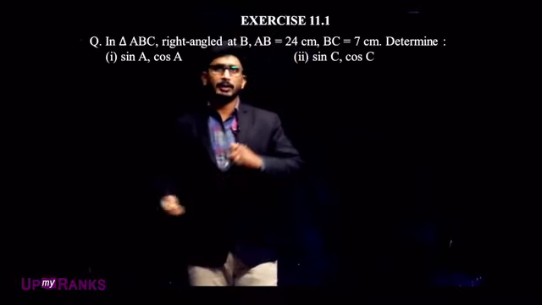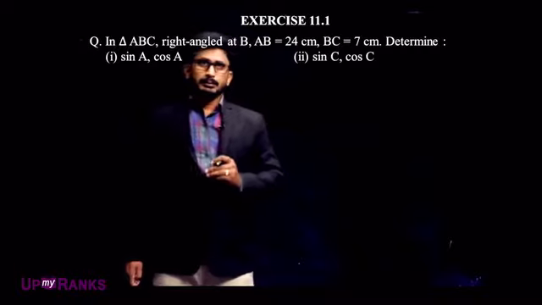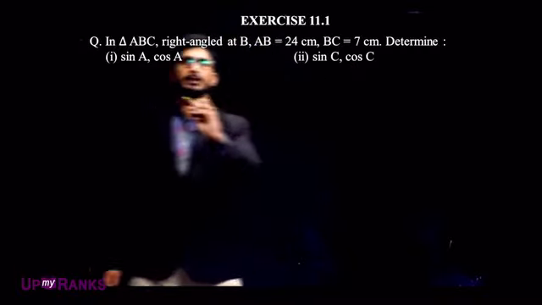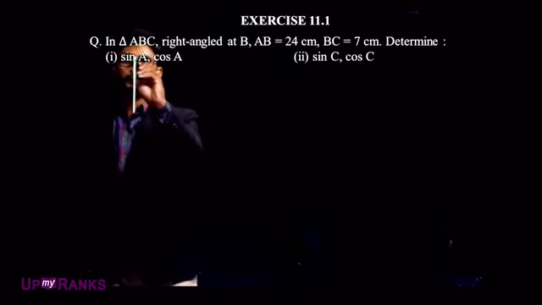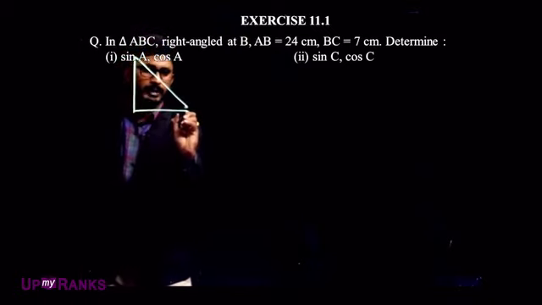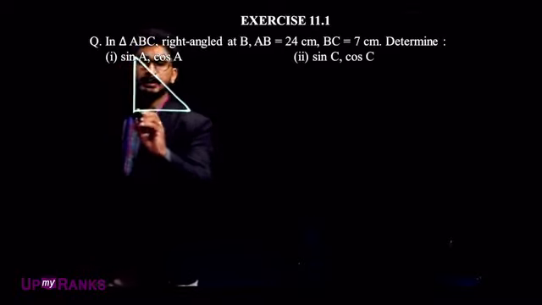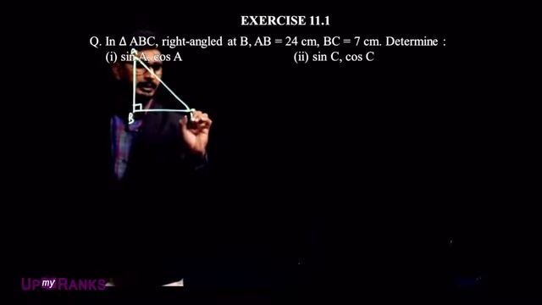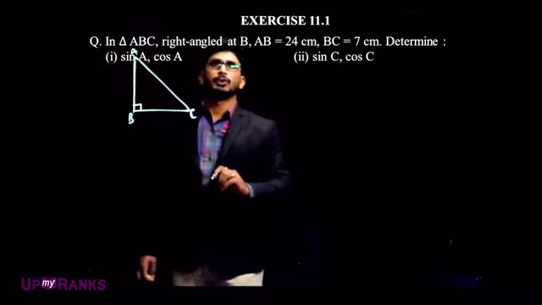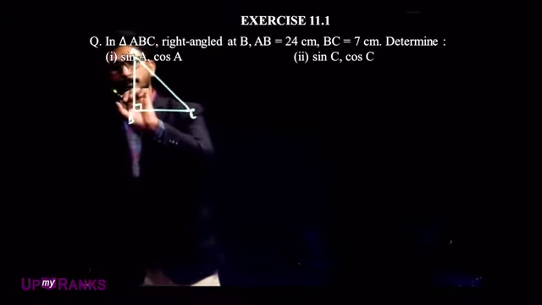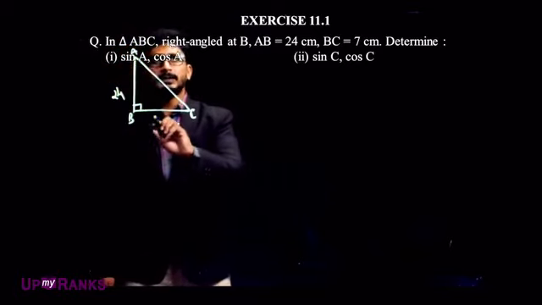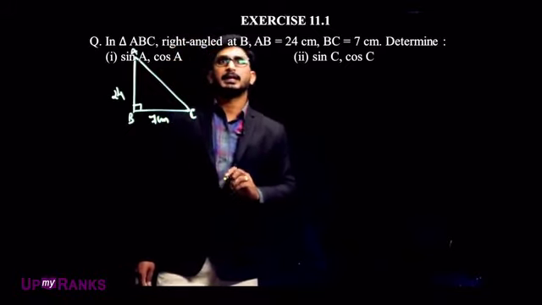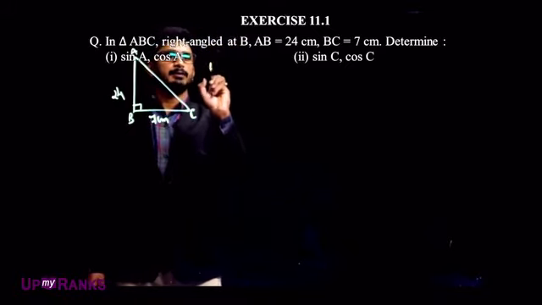So let us draw the triangle first. We have a triangle which is right angled at B, which means this is B. I can consider this as A, B and C. So AB is 24 centimeter and BC is 7 centimeter. Determine the value of sin A. So let's do the first problem which is given here.